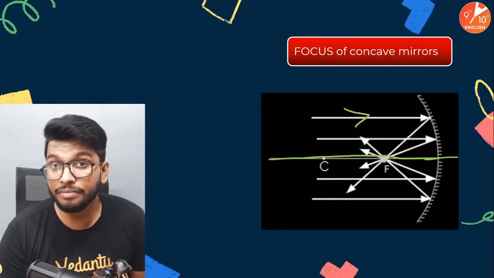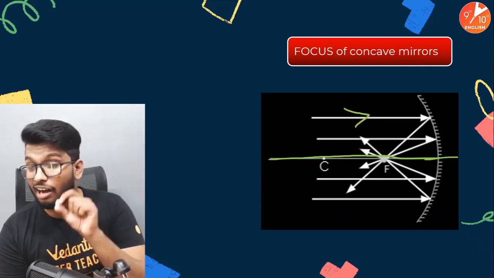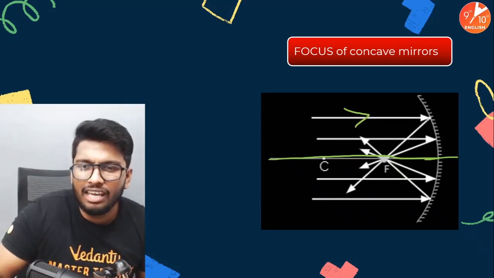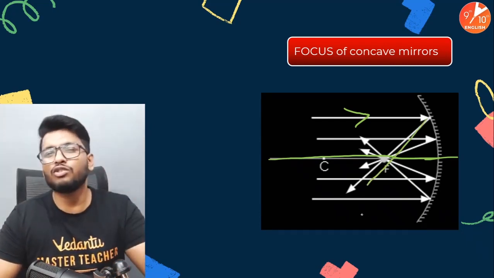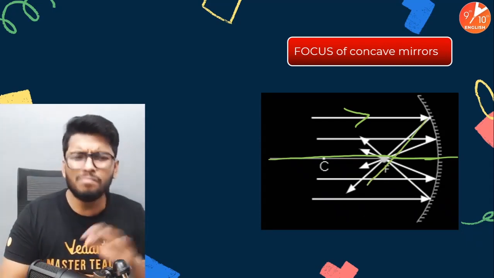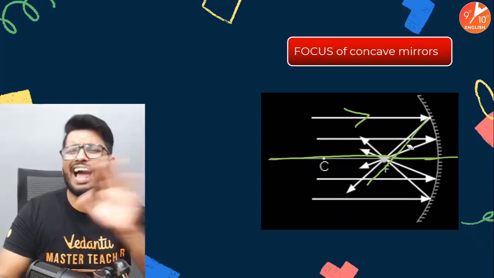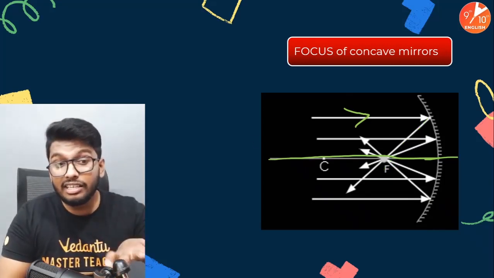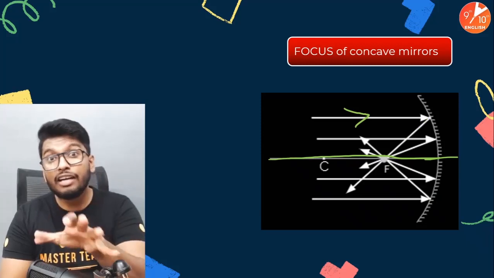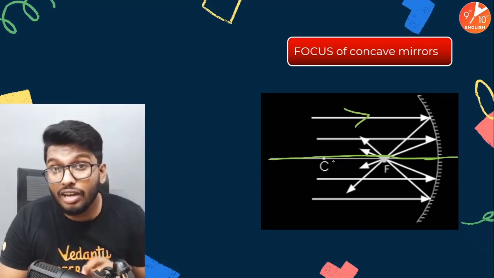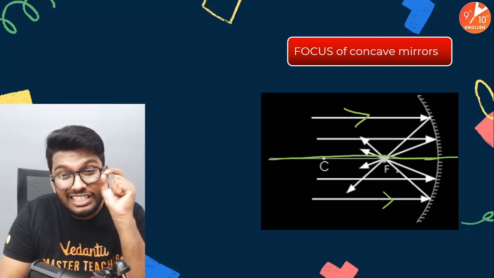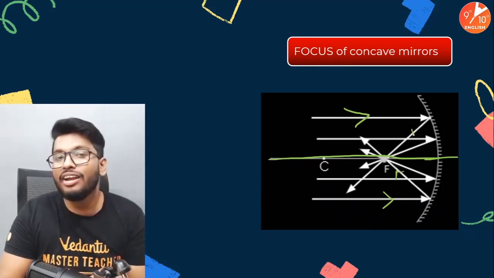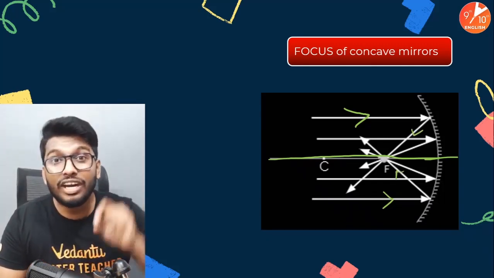Now here's what happens. That ray of light after reflection will cross a point on the principal axis. Some random point. Let's say I have another ray of light which is also parallel to the principal axis. Here's what's going to happen. That ray of light also, after reflection, will cross the exact same point that the one before did.